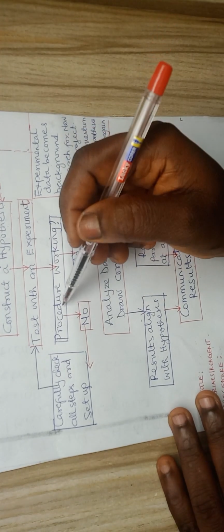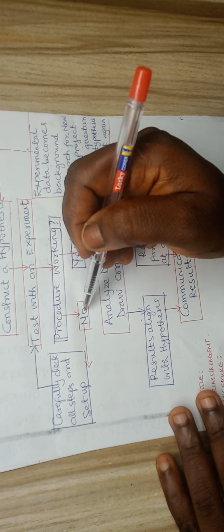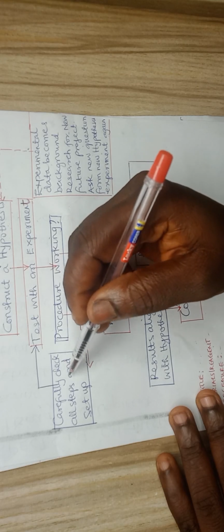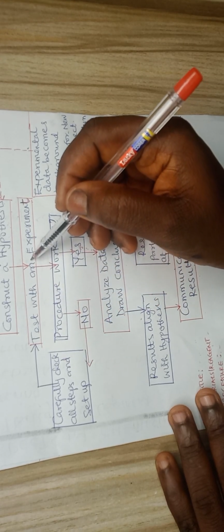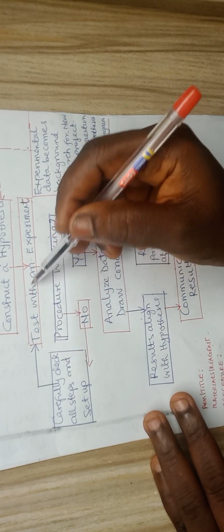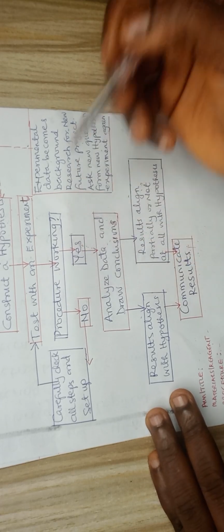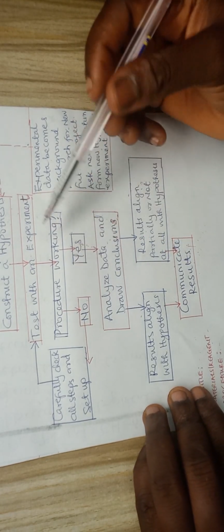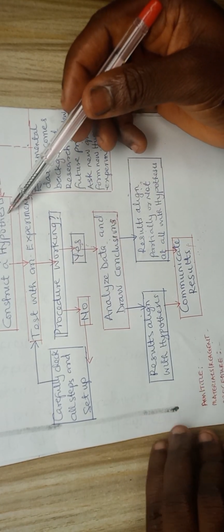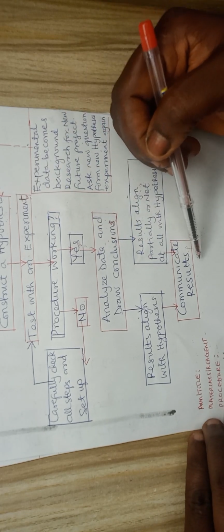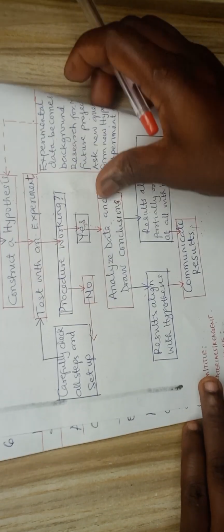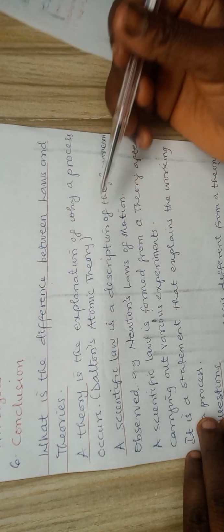Now, at this point, if your procedure did not work, you carefully check all the steps in the experiment and the setup to detect any mistake. And if there's no mistake, it means you have to reconstruct another hypothesis and also carry out another experiment. So what's the difference between laws and theory?